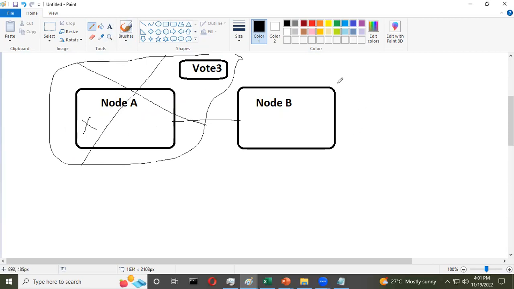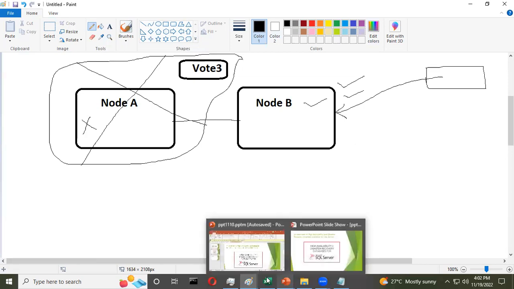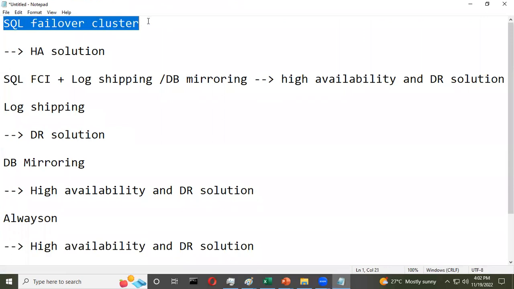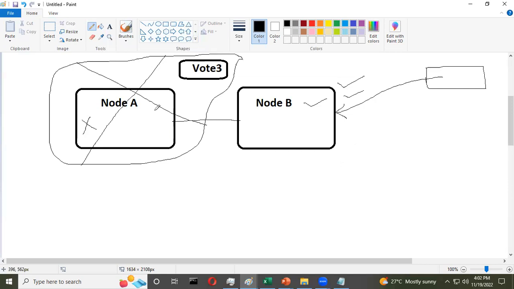So if this is the case, now you have only one node available, right? Then you will have to bring this node online. This is called disaster. Some disaster happened, where you lost the majority of votes, and you will have to bring the node B or database, which doesn't have any quorum, a single node, online to make sure that the application is connected as early as possible. Right. So how to perform this DR depends on the solution you have chosen. That is where these solutions come in. If you have one of these configured, then your life is easy as a DBA.